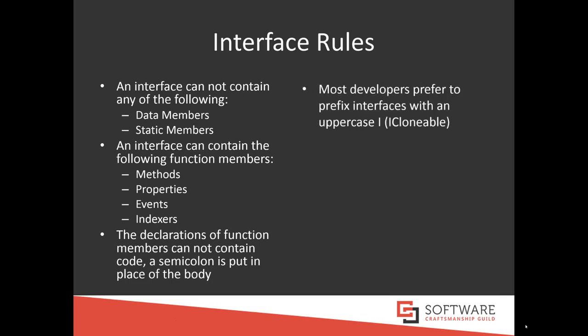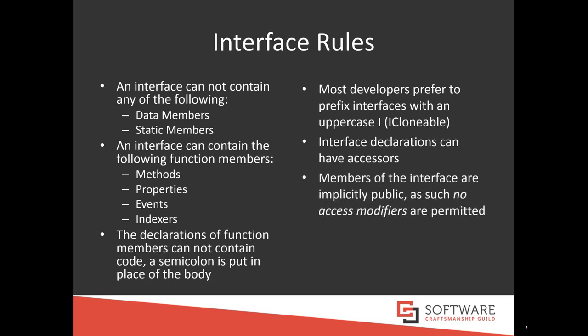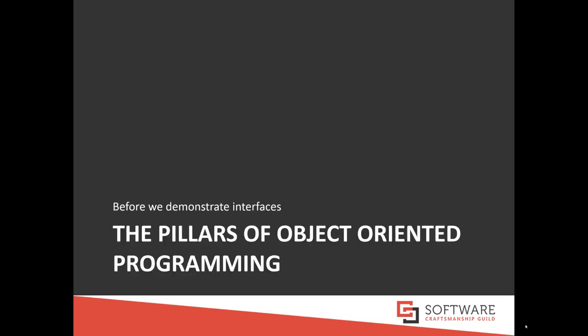Most developers tend to prefix an interface with an uppercase I, like IClonable. Interface declarations can have accessors. So at the top, we can make an interface public, protected, whatever we'd like to do. However, the members of the interface are implicitly public, and as such, you cannot put an access modifier on an interface member. Don't worry, in the next code sample, I'm going to show you how to set all this up. It's not as complicated as it sounds.